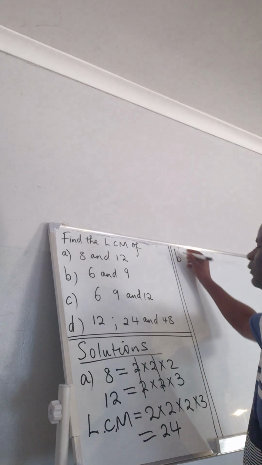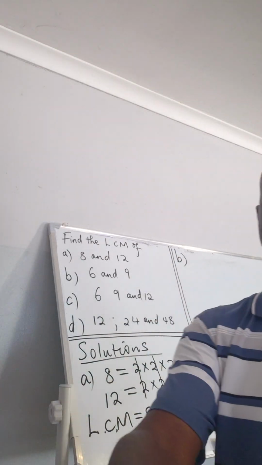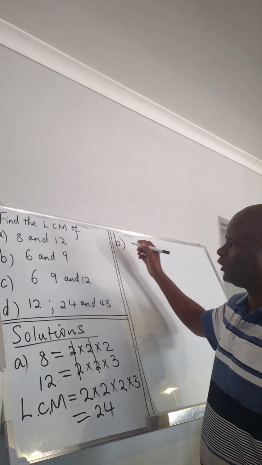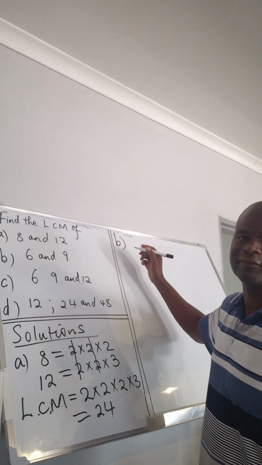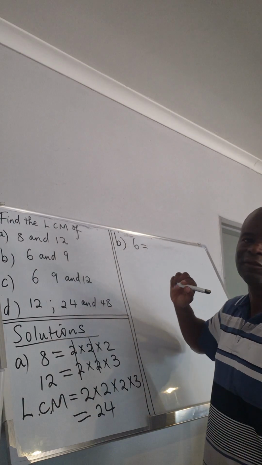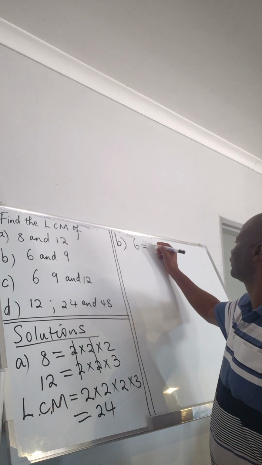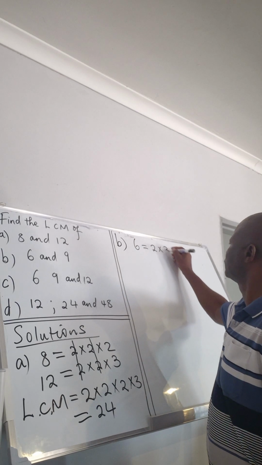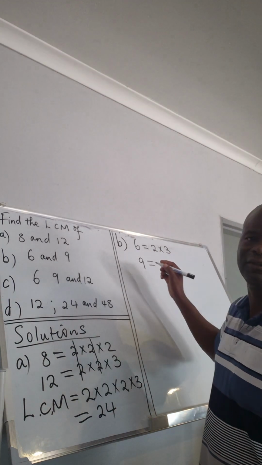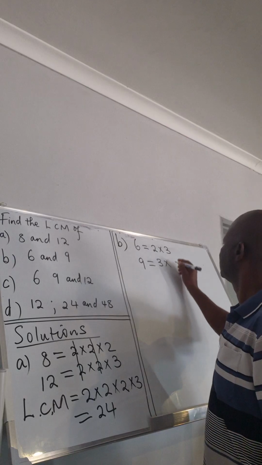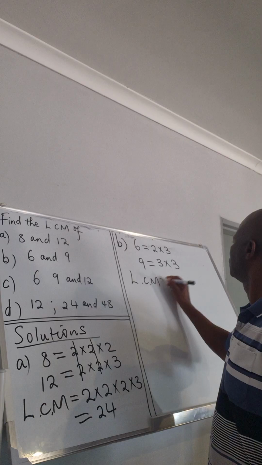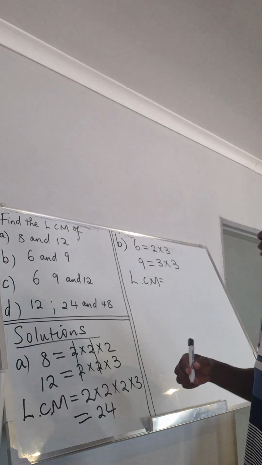Solution B. Find the lowest common multiple of 6 and 9. So like what I've done on solution A, you express 6 in its prime factors. That means 2 times 3. Then you have 9 in its prime factors. It's 3 times 3. So when you want the lowest common multiple, start with the ones that are common.